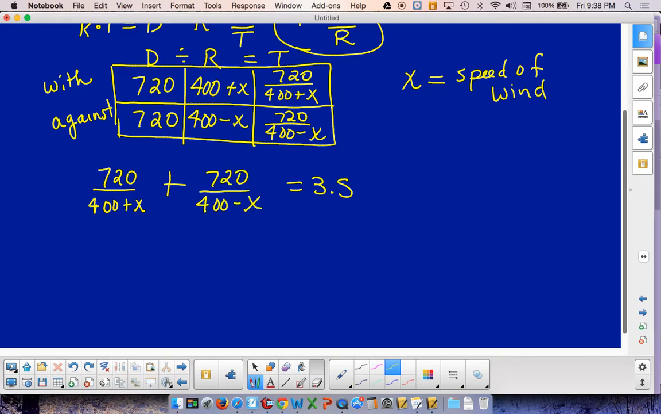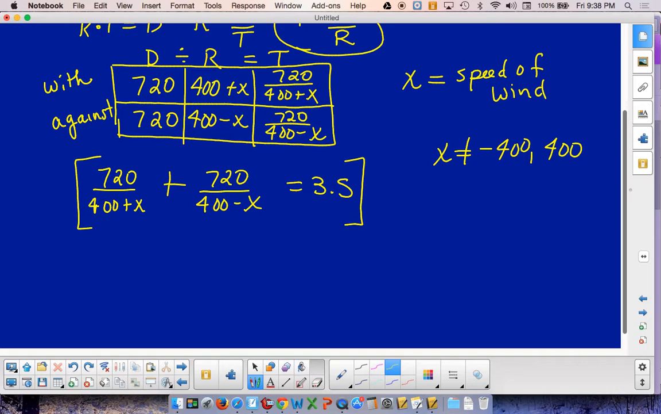To come up with total time traveled. Okay. Now it's just solving the equation. Technically, we should check our excluded values here. Technically, excluded would be negative 400 and positive 400, but let's face it, realistically, those aren't going to be the answers anyhow.